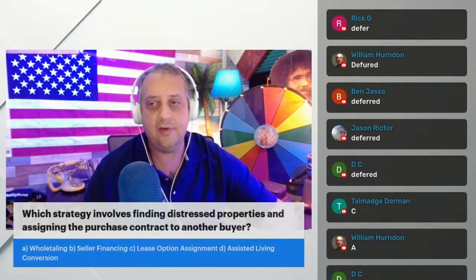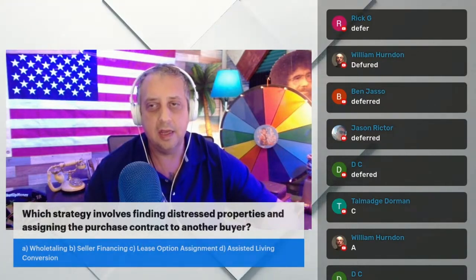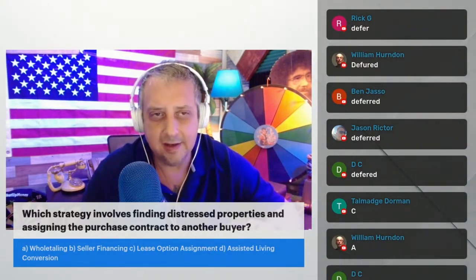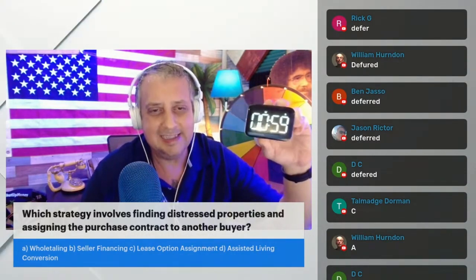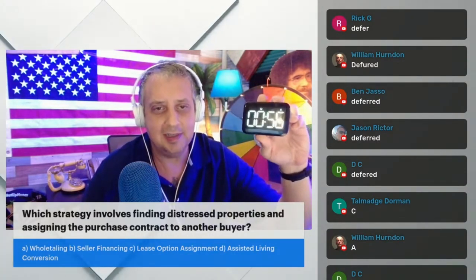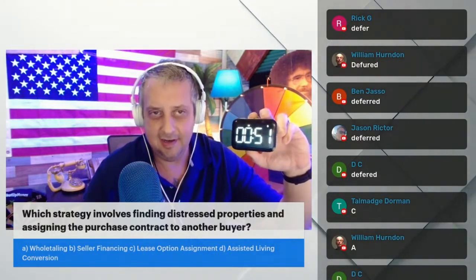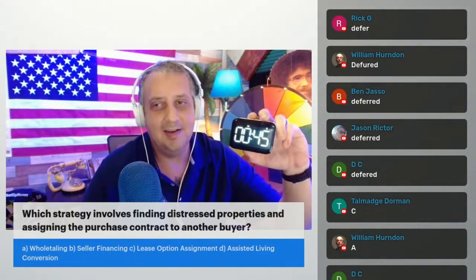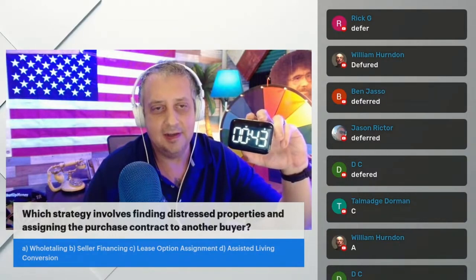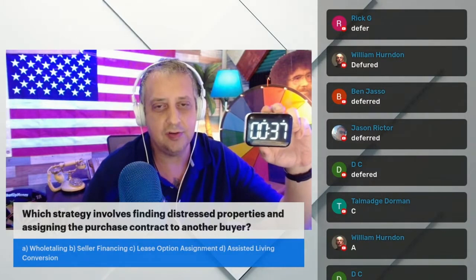Which strategy involves finding distressed properties and assigning the purchase contract to another buyer? A, wholetailing. B, seller finance. C, lease option assignment. Or D, assisted living conversion. Which strategy involves finding distressed properties and assigning the purchase contract to another buyer?